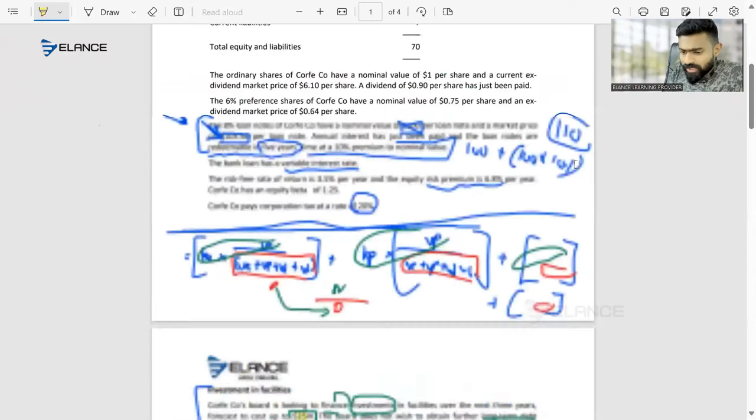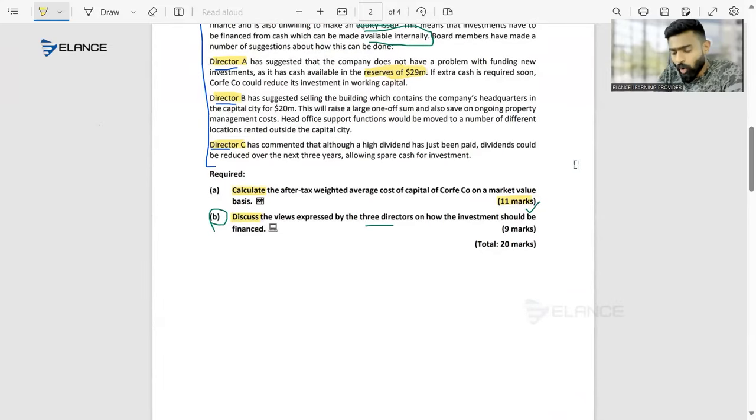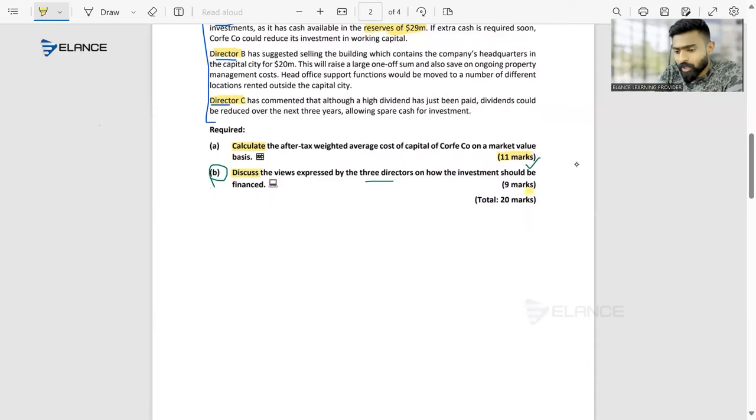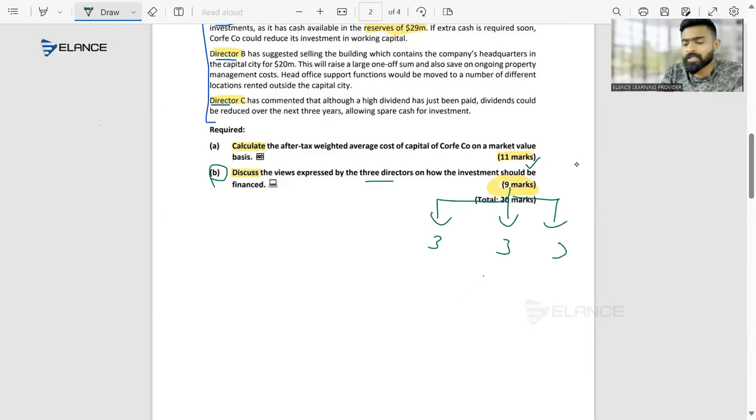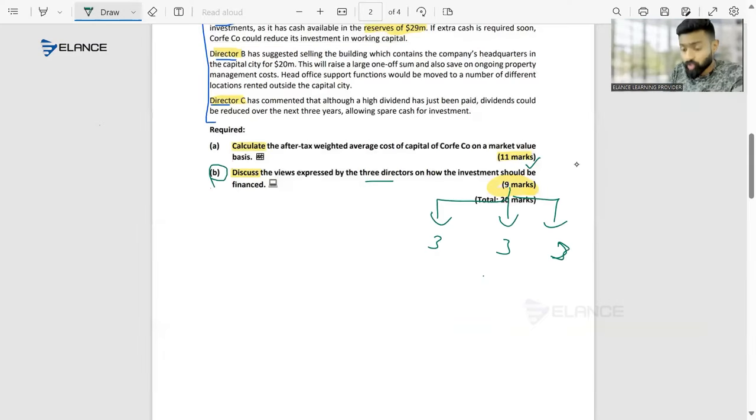In total it is worth 9 marks. There are 3 opinions, so I could split the marks into 3. So 9 divided by 3, for each opinion I can expect 3 marks. From this, definitely for sure I might get 3, but definitely 2 marks is assured.